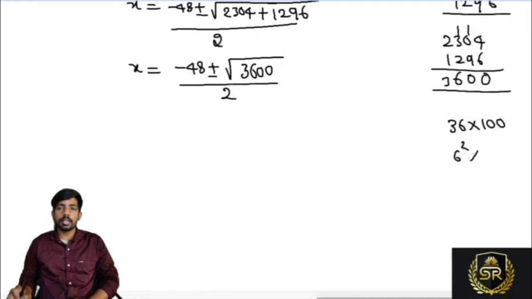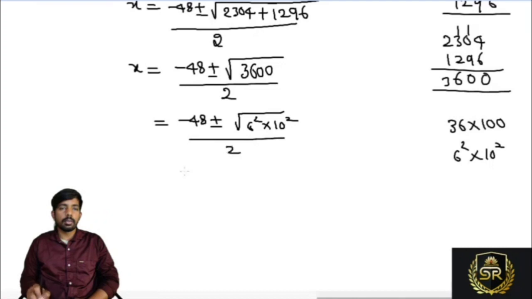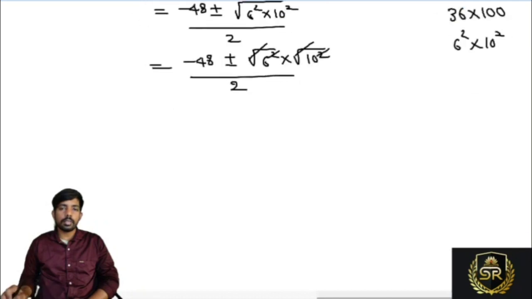36 can be written as 6 square, and 100 can be written as 10 square. Can I write in place of 3600 as 6 square into 10 square? So I am writing minus 48 plus or minus root over 6 square into 10 square, by 2. So minus 48 plus or minus root over 6 square into root over 10 square. The square and square root cancel, and the remaining is minus 48 plus or minus 6 into 10, which is 60, by 2.